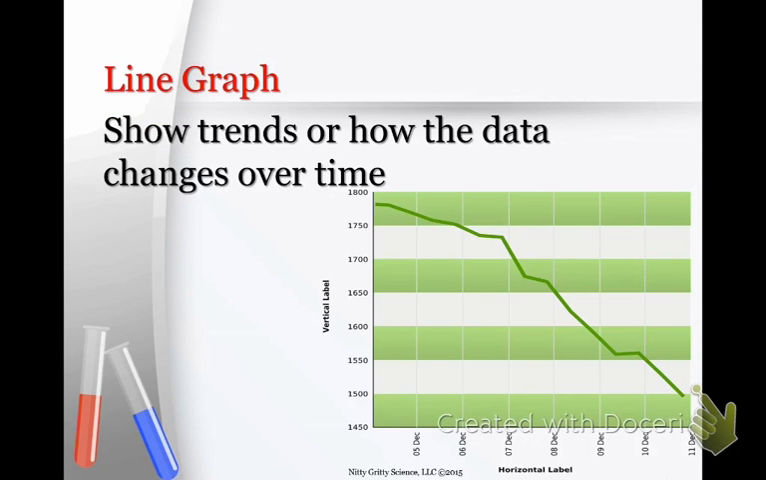A line graph is a graph that shows trends or how the data changes over time. And it's called a line graph because what is on the graph? A line. Excellent.